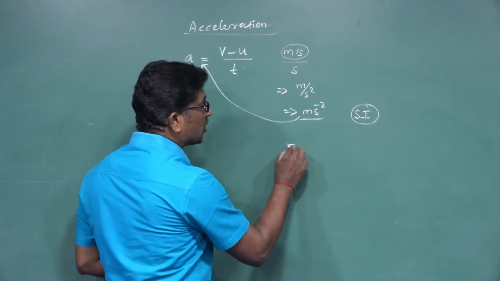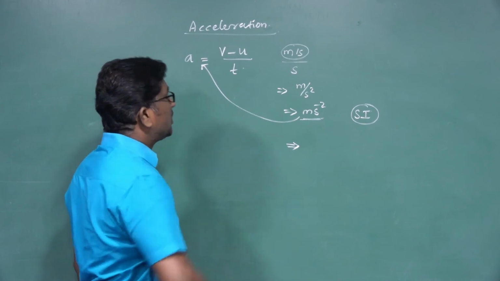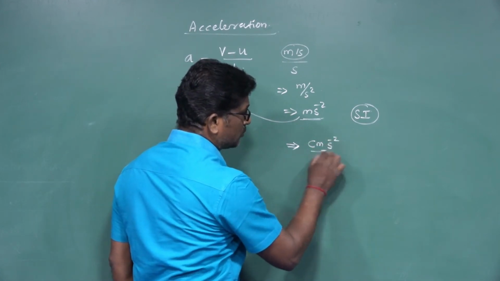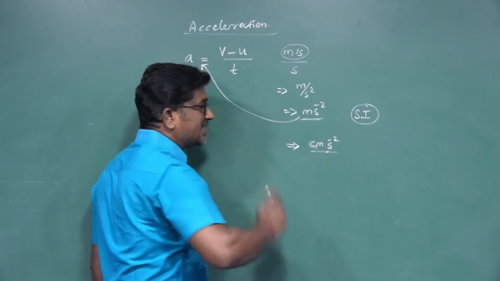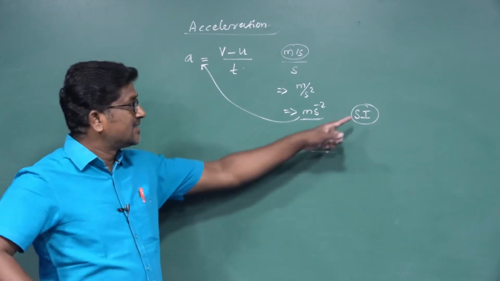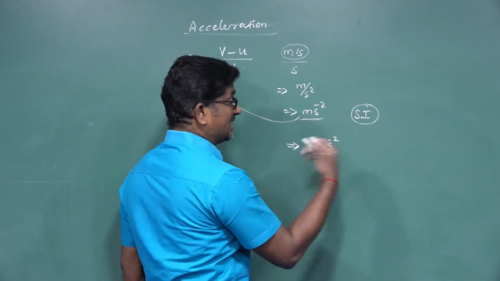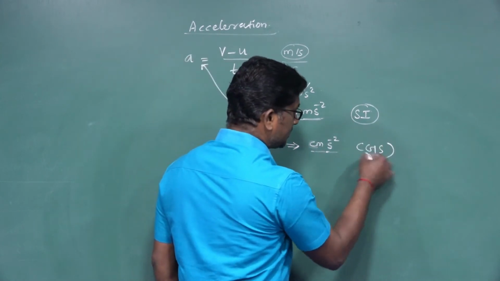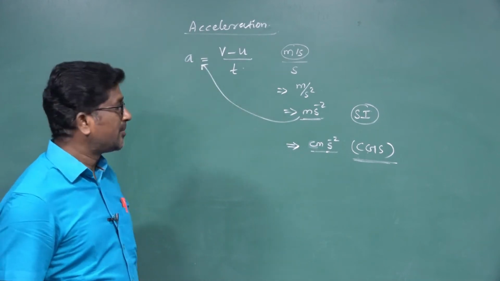In the CGS system, the unit of acceleration is centimeter second power minus 2. In the SI system, the unit of acceleration is meter second power minus 2. In the CGS system, the unit of acceleration is centimeter second power minus 2.